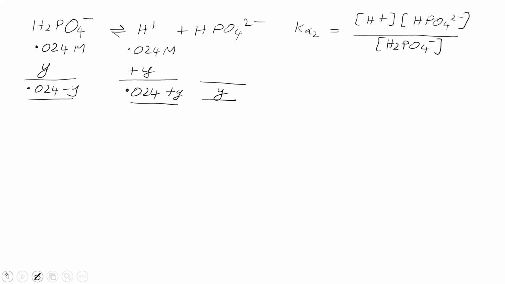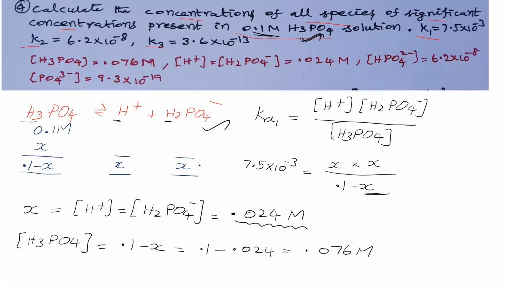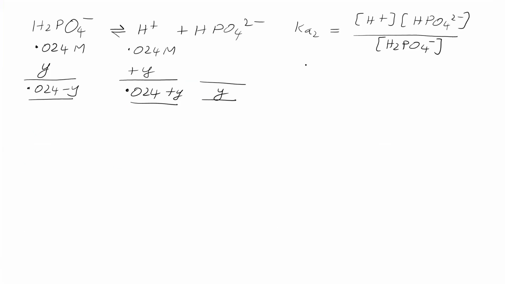Now we will take Ka2. Ka2 is given, that is 6.2 into 10 to the power of minus 8. Now we have to substitute these values. The equilibrium constant is 10 power minus 8, which means the equilibrium lies almost left. Therefore, we can neglect y. So it is nearly equal to 0.024. Here also we are neglecting y, so it is nearly equal to 0.024.